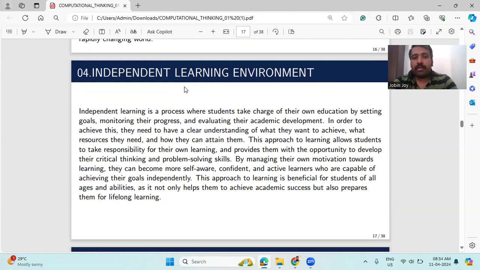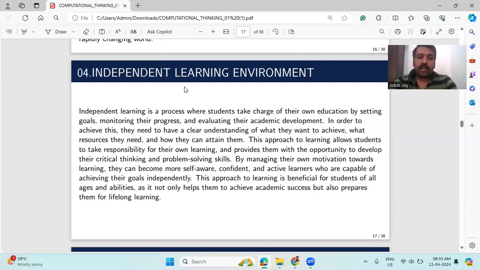Independent learning environment. I already explained this concept. So again, independent learning is a process where students take charge of their own education by setting goals, monitoring their progress, and evaluating their academic development. In order to achieve this, they need to have a clear understanding of what they want to achieve, what resources they need, and how they can attain them.